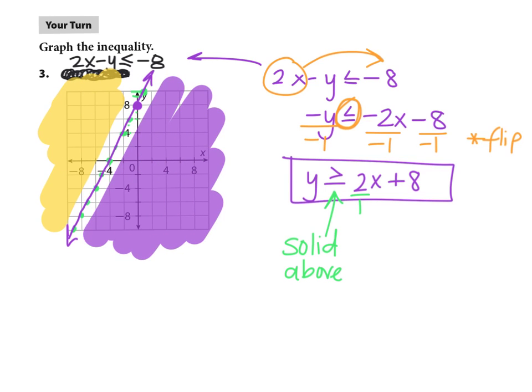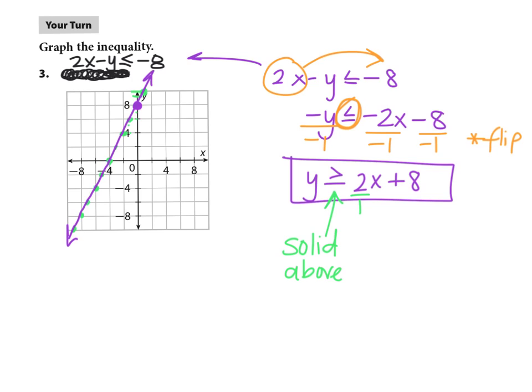Now you may not be able to tell what's above and what's below just by looking at it. But if you look at the y-axis specifically, if I go up on the y-axis, that looks like I'm going to the yellow side. So the yellow is your above, which means my final answer here should be that solid line that I have drawn and this side of my graph shaded in.